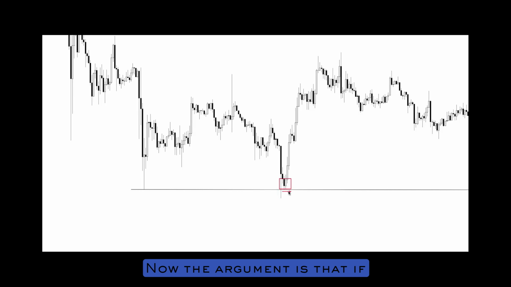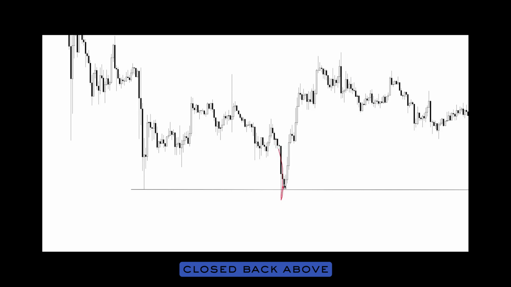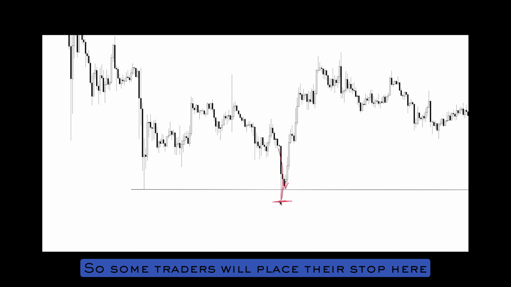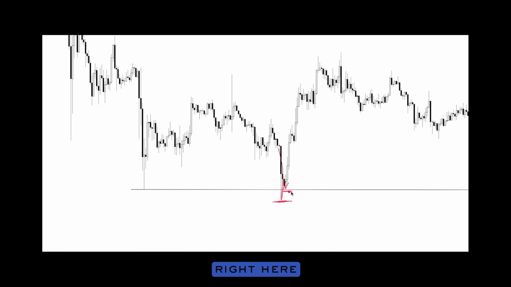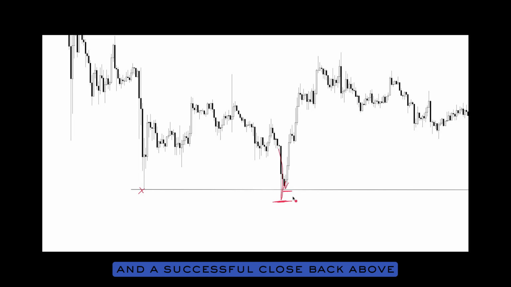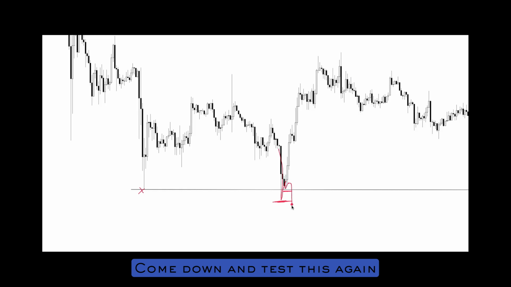Now the argument is that if price came below this area aggressively and closed back above, at this point you don't want to go back down to this low. So some traders will place their stop here. Some will place it a little bit tighter right here. The point is still the same: at a break of this low and a successful close back above, the last thing you want to see is price come down and test this again.